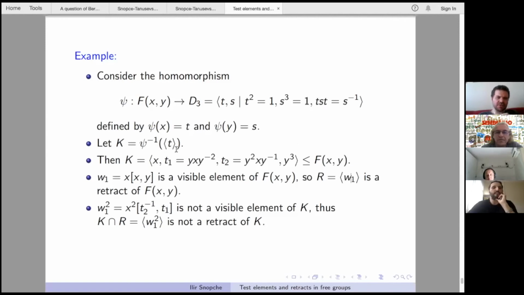You see, this is K. So we have T. T is of index 3 here, right? In D3. Yeah. So if you take W, the inverse image of this, you will have a subgroup of index 3 in F of x, y. So this is like the minimalistic example of smallest possible index, because if it was of index 3, it is normal. Then you have how many, by Schreier's formula, it has 4 generators.